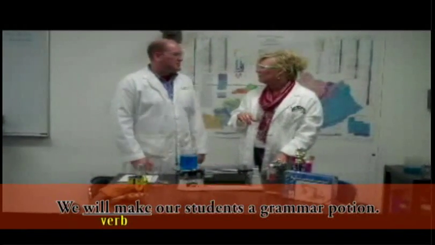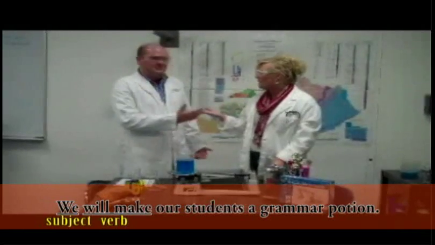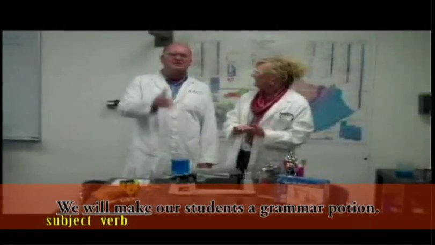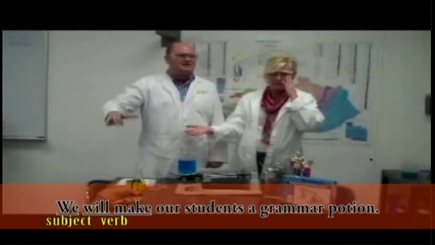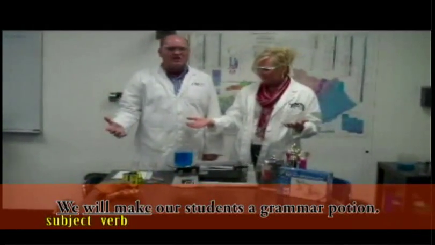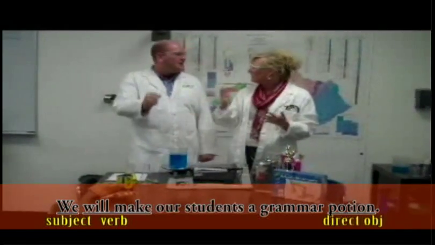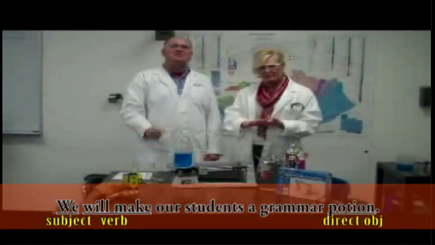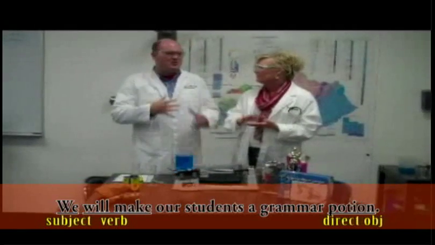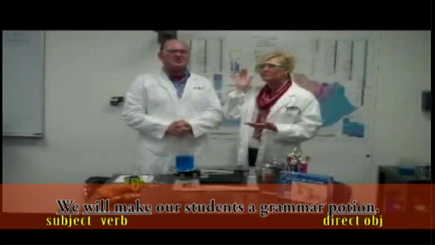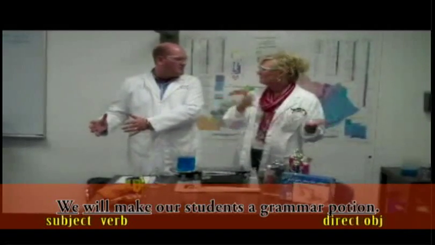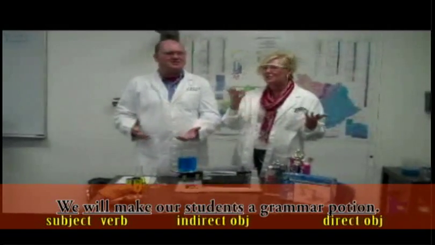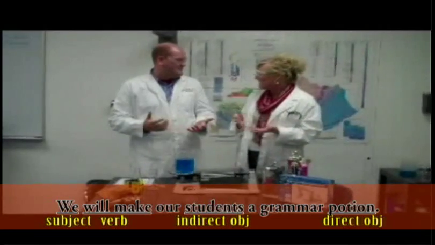Then let's look at our subject. We. We're the subject. We're the ones doing it. So we will make what? What's receiving that action? We're going to make a grammar potion. So potion is going to be our direct object. That receives the action. And then you ask yourself, okay, what receives the potion? And that's your indirect object. So who receives the potion? Students. So that's a good sentence to start with.